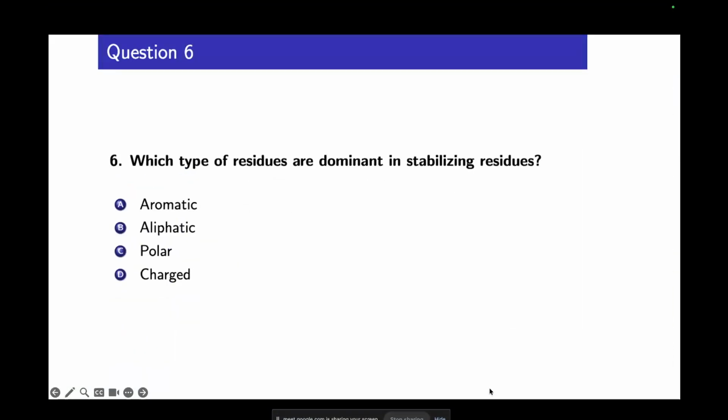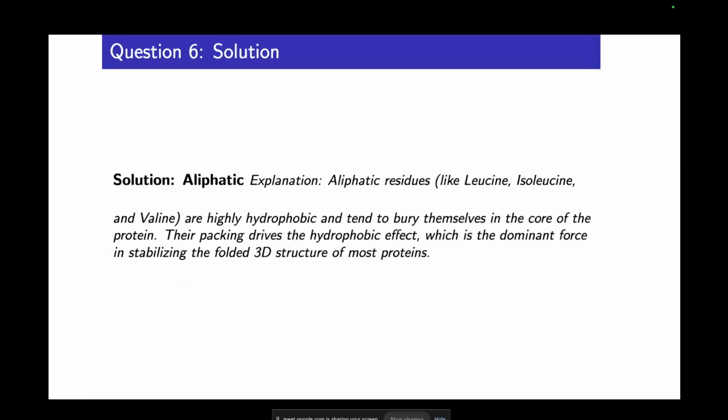Okay, so the question is which type of residues are dominant in stabilizing residues? So the question is basically what is the most frequent type of amino acids in stabilizing residues? The answer is aliphatic, where it is hydrophobic, where it is not charged. They tend to bury themselves inside the buried residues of the protein, and this packing drives the hydrophobic effect, which is the dominant force in stabilizing the folded 3D structure.